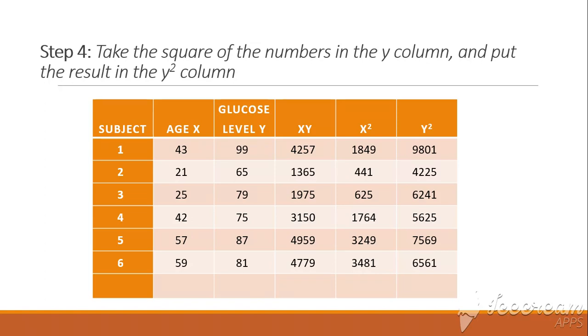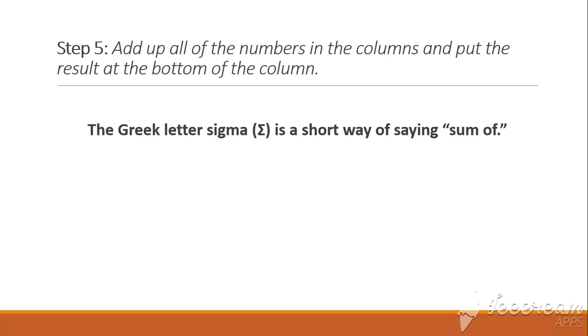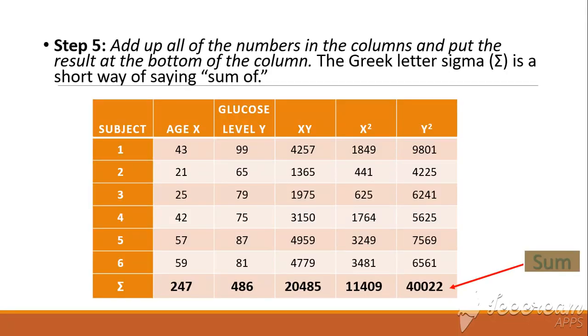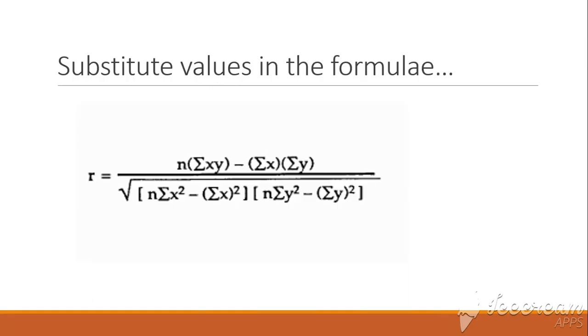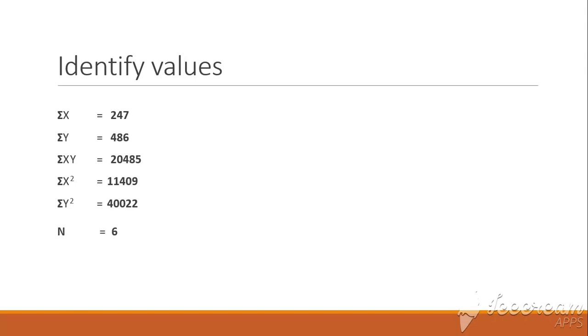Then you have to do another very important operation, that is the summation, the total. The Greek letter sigma is the short way of writing summation. You have to add all the columns: sigma x, sigma y, sigma xy, sigma x squared, sigma y squared. These are the sigma things. Then you know all the things in the equation. But there is one more thing. What is n? n is the number of samples. In this example it is the number of people with ages, it's 6. We can identify the values.